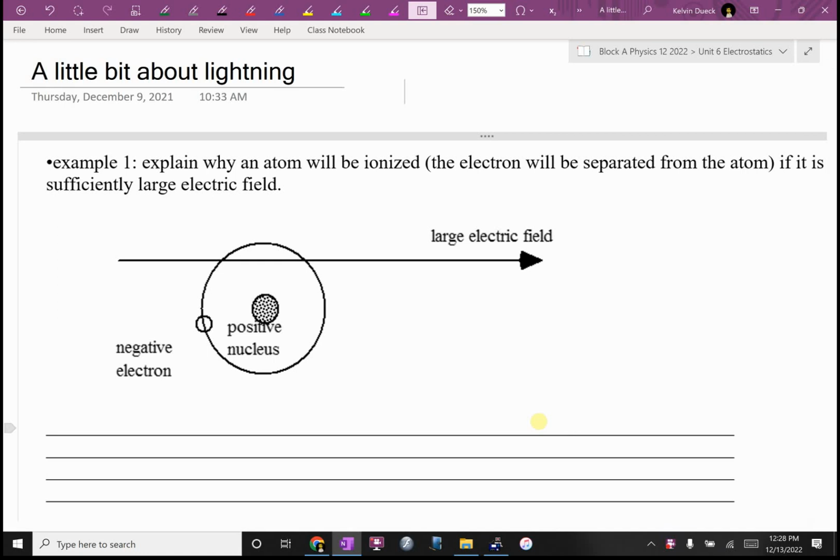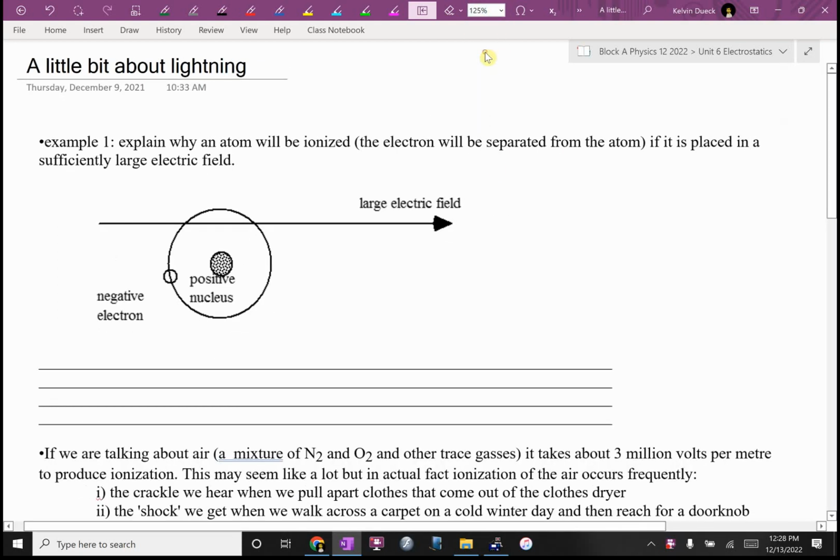And so here's the first question. It says this. Example 1, explain why an atom will be ionized, the electron will be ripped off of the atom, if it's placed inside a sufficiently large electric field.